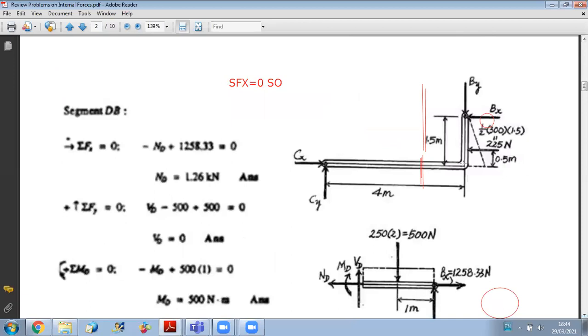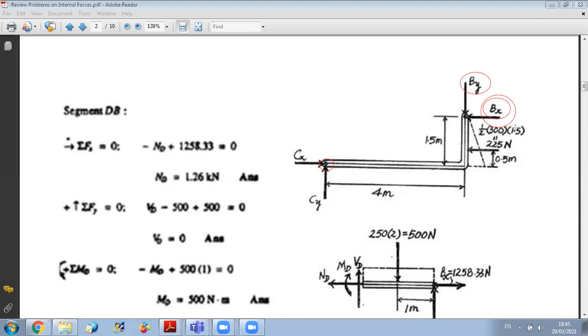So when you take part BC, a good idea will be to do sum of moments about C. Because when you do sum of moments about C, Cx, Cy will not be in the equation. And already By is calculated from the previous step. So what will be your only unknown then when you do sum of moments about C? Bx. Okay, so this is a strategy to reduce the calculation.